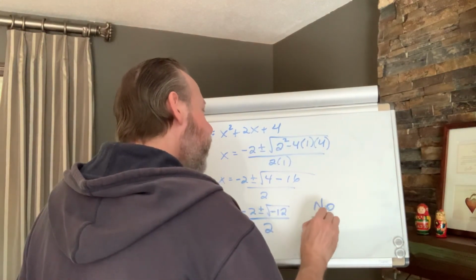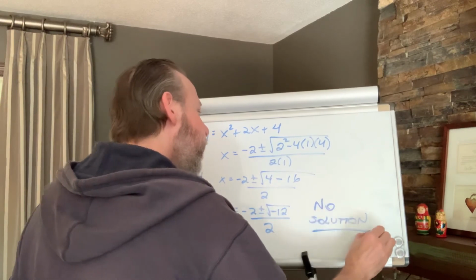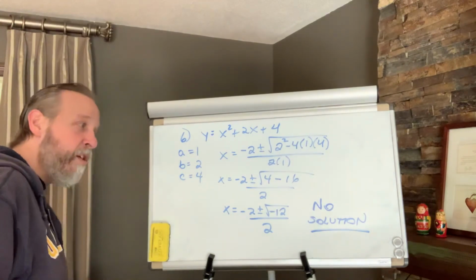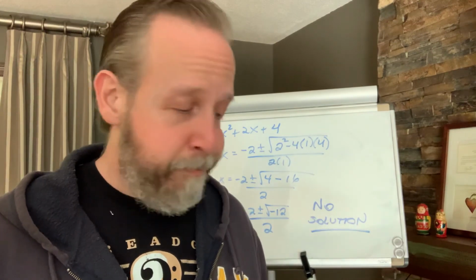And that is your answer. The answer is that there's no solution. You have to say that too. That's part of the solution process, is that there's no solution. What does it mean? The parabola never touches the x-axis. It just doesn't cross. Okay.